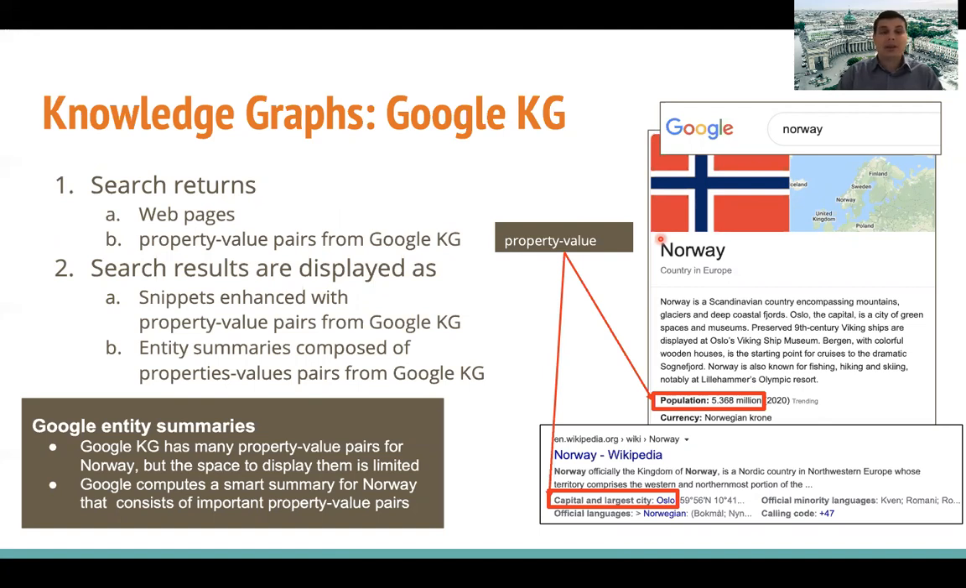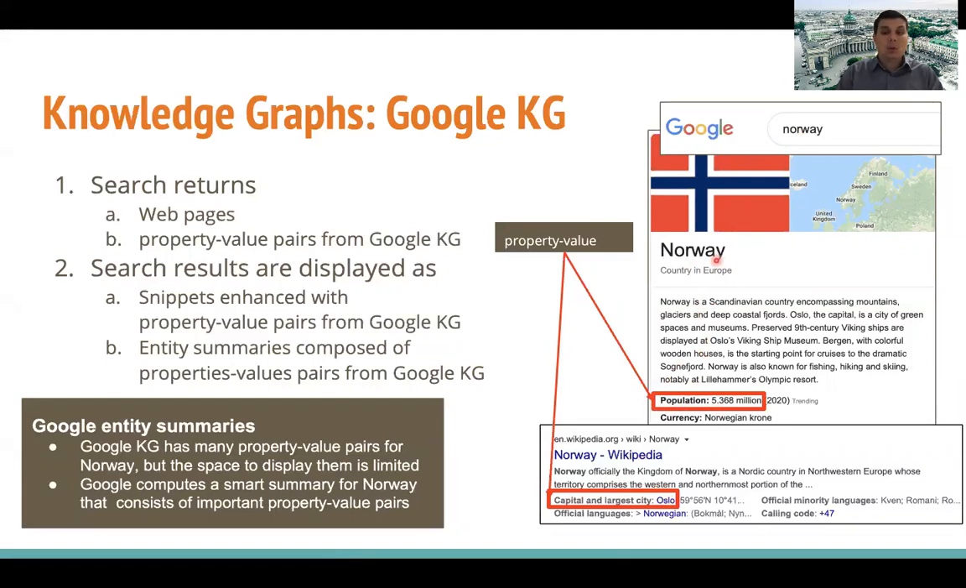The next example is Google Knowledge Graph, which is probably the most well-known knowledge graph nowadays, and many of you already saw this knowledge graph in action. When you do a search, for example, when you look for Norway, then what you get is the search result, you get web pages, and also you get property value pairs computed by Google from its knowledge graph. An example of property value pairs is here. So the population of 5.4 million people is the population of Norway. Also, capital city Oslo is another property value pair for Norway.